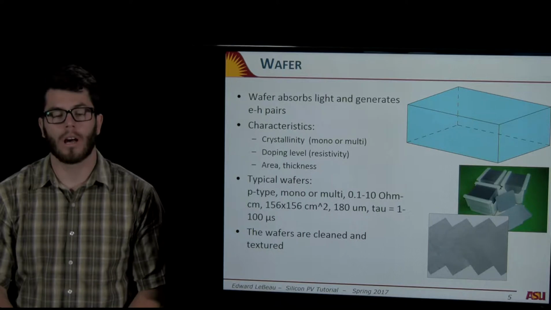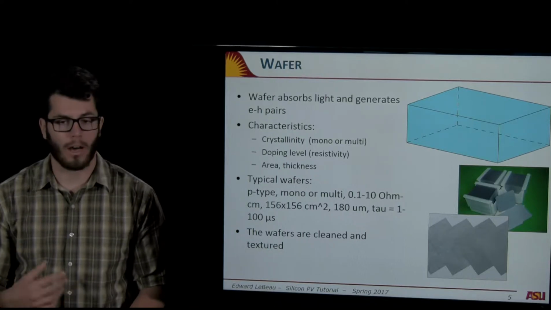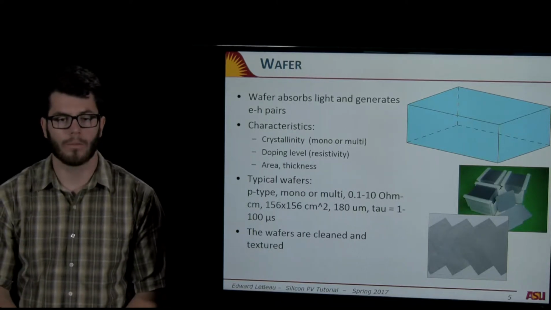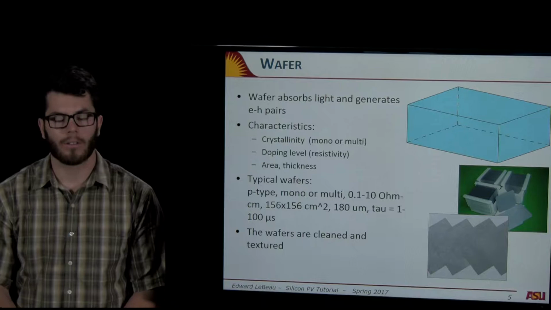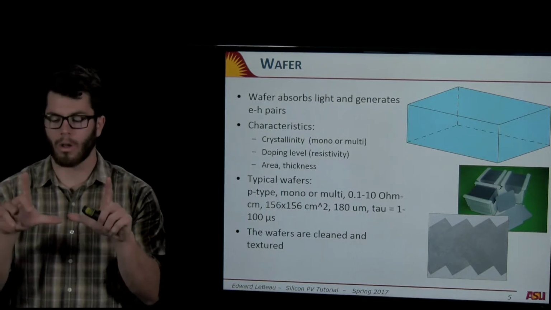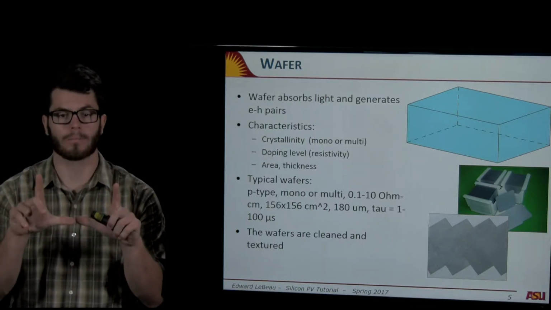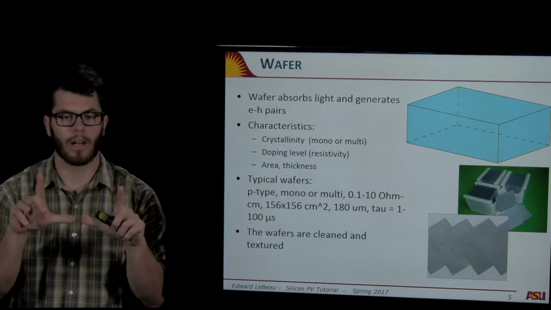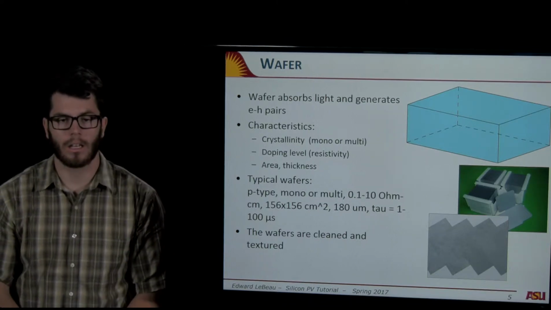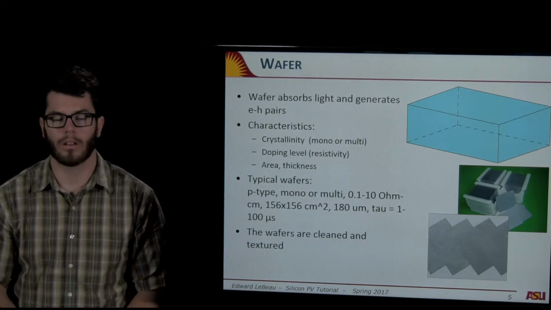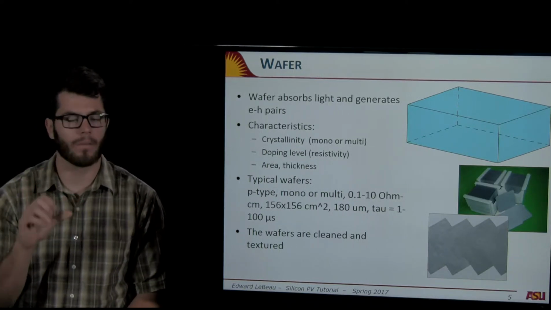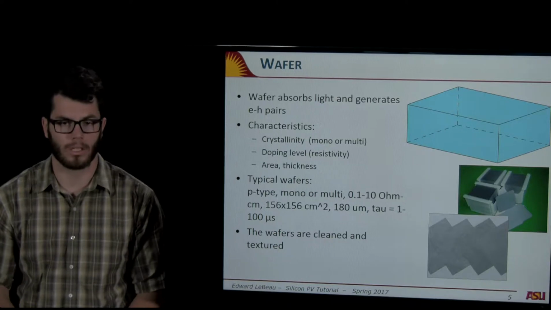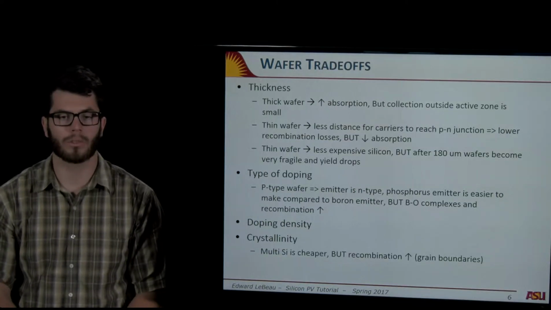Typical wafers come P-type. They're either mono or multi, it depends on what you're looking for. They have a resistivity of 0.1 to 10 ohm-centimeters, and their area is 156 by 156 square centimeters, and they're about 180 microns thick. They're cleaned and textured, and you diffuse into them. Basically, the wafer is your blank canvas to build a solar cell. So let's look at our trade-offs.